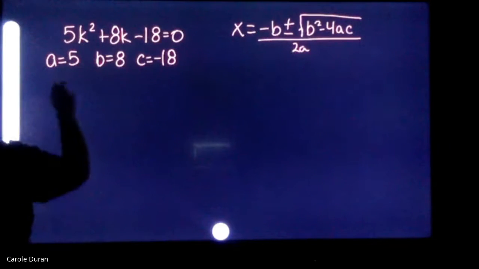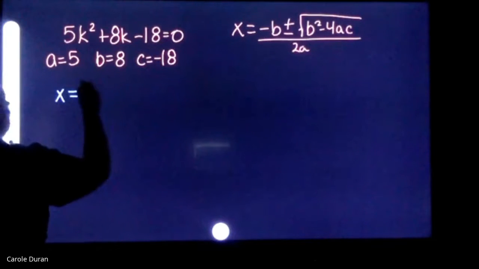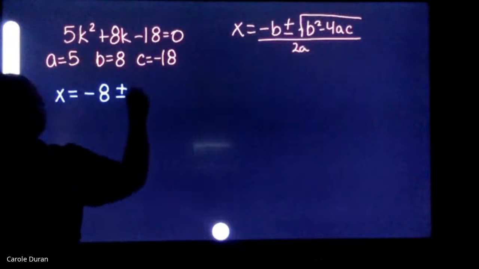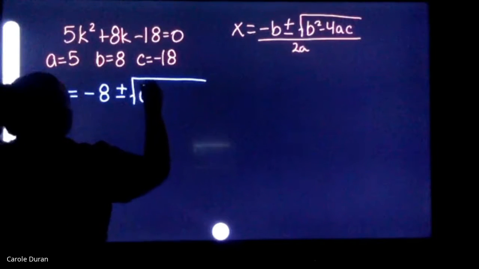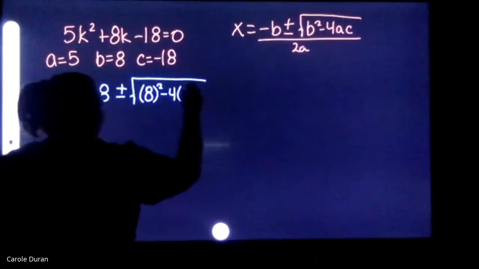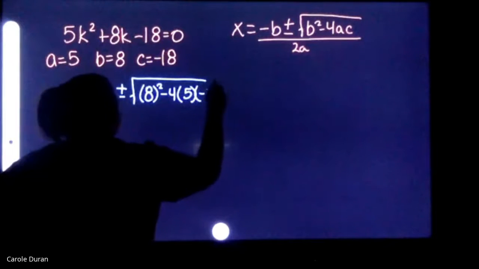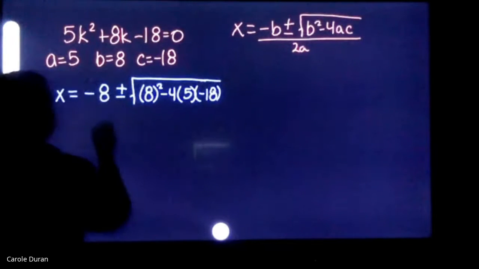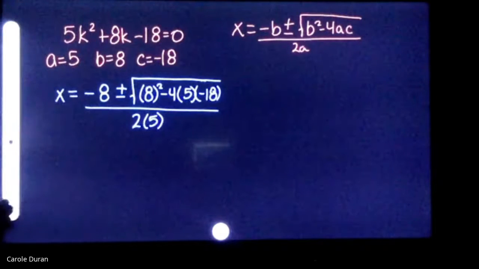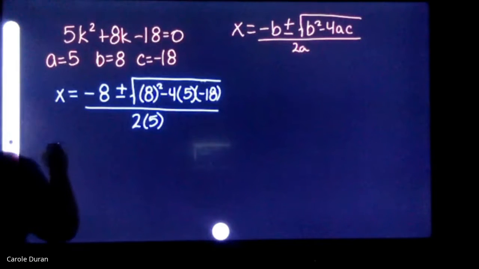So that leaves me with x equals negative 8, because my b term is 8, plus or minus the square root of 8 squared minus 4 times my a value of 5 times my c value of negative 18, and then all over 2 times my a value of 5. So I just plugged in those a, b, and c values that I pulled from my quadratic. From here, I'm going to simplify.